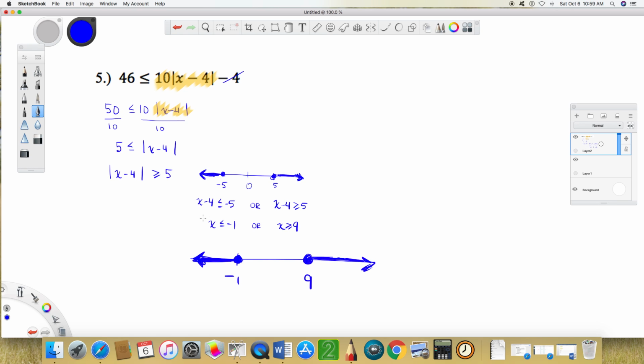All right, so this is my final answer, and this is a graph, a picture of that solution set.